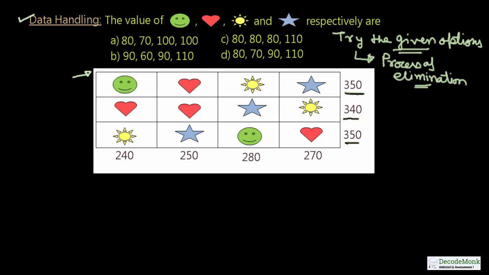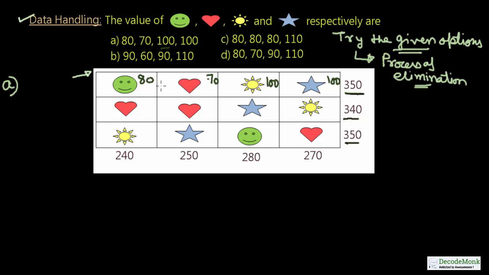First of all, let us try out option A, and please remember, for this type of question you should be able to carry out calculations very fast, so you need a little bit of practice for that. For option A, the value of smiley is 80, the value of heart is 70, then sun is 100, and star is also 100. You need not calculate each and every one, because as you proceed with the calculation, you will be able to eliminate the option. Let us try out.